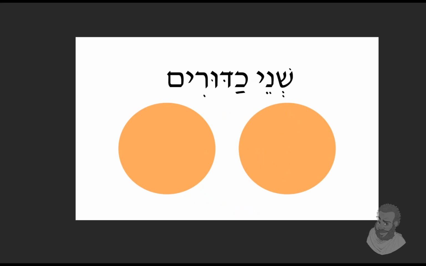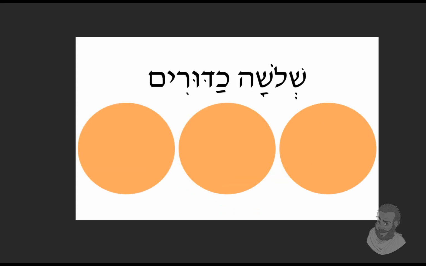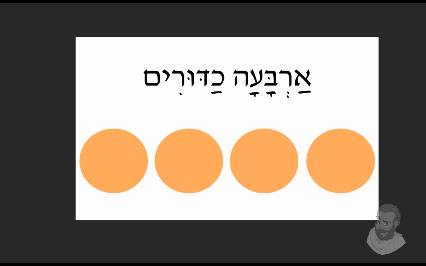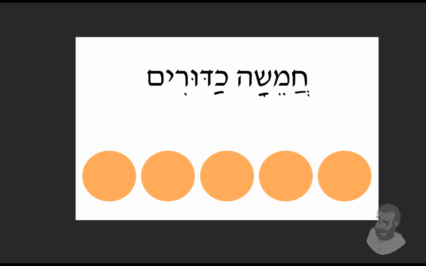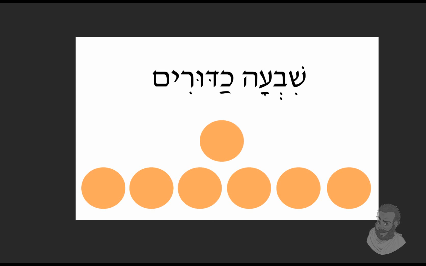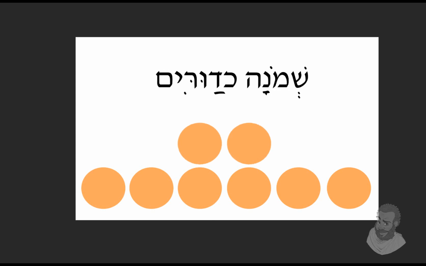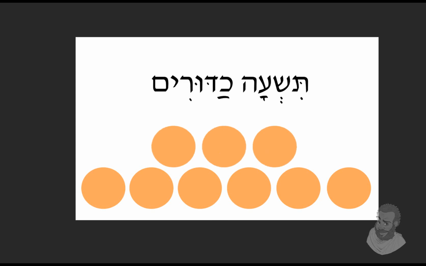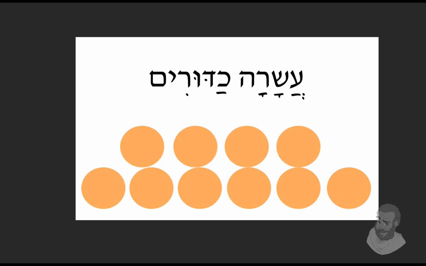Shene chadurim. Shlosha chadurim. Arba'a chadurim. Hamesha chadurim. Shisha chadurim. Shiv'a chadurim. Shmona chadurim. Tish'a chadurim. Asara chadurim.